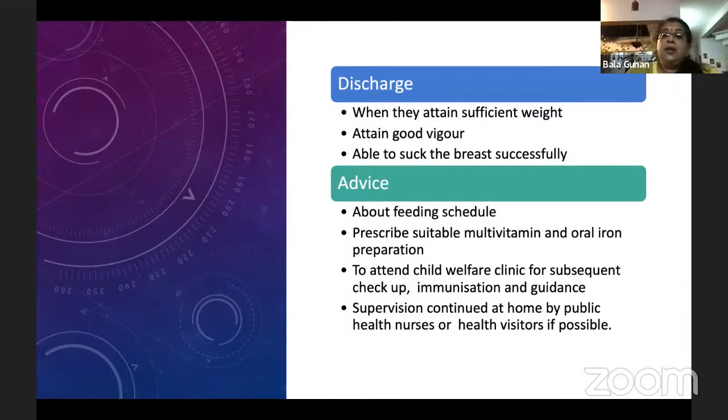Suitable multivitamin and oral iron preparations are prescribed to the mother and the baby, and they attend the child welfare clinic for subsequent checkups, immunization, and guidance, especially contraceptive advice, and supervision continues at home by a public health nurse or other ANMs and health visitors. And I'm sure the ANMs in our state are doing a marvelous job.